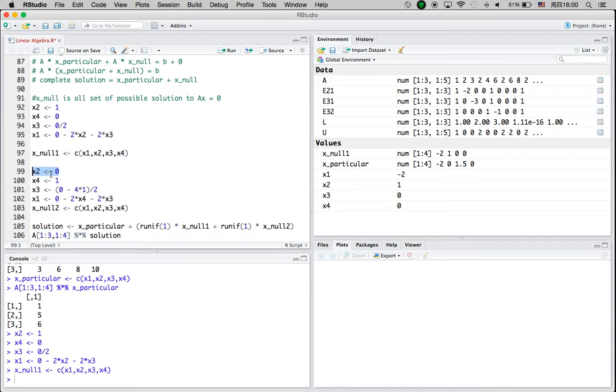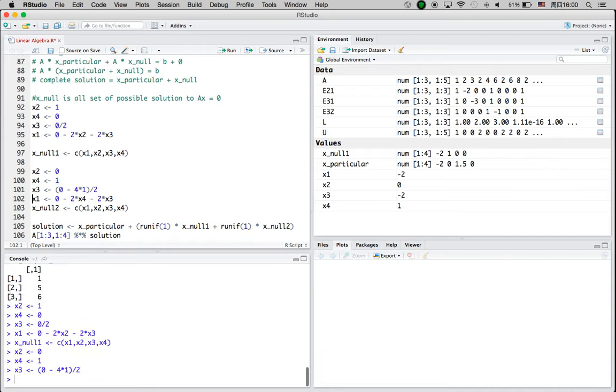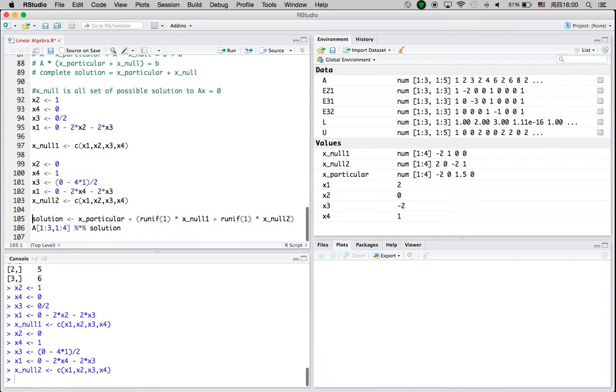Then we assign 0 to one of the free variables and 1 to the other free variable, and we use back substitution with Ax equal to 0 to get x3 and x1. Here is another vector in the null space. So the null space is just the space that is spanned by two bases of the null space. You can check to see if they are linearly independent, and any linear combination of these vectors should be in the null space.